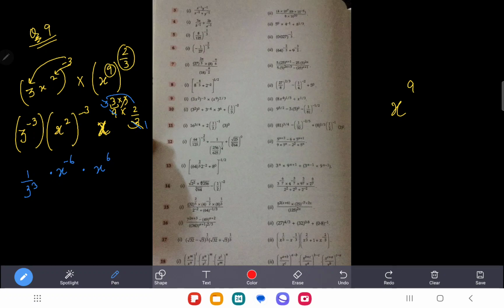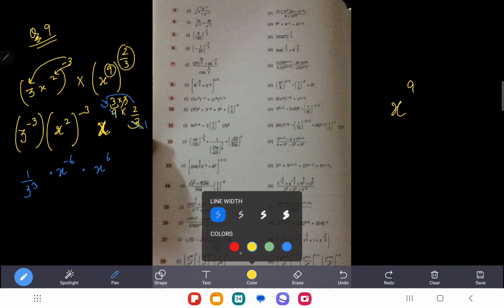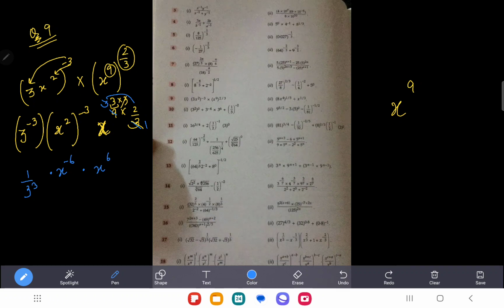Any doubts on this? No, I understand. So what do we have right here? Tell me. So we have 1 over 27 times x raised to the power minus 6 plus 6, isn't it? Here the bases are the same, so it becomes x to the power 0. So that means it's 1 over 27 times 1.